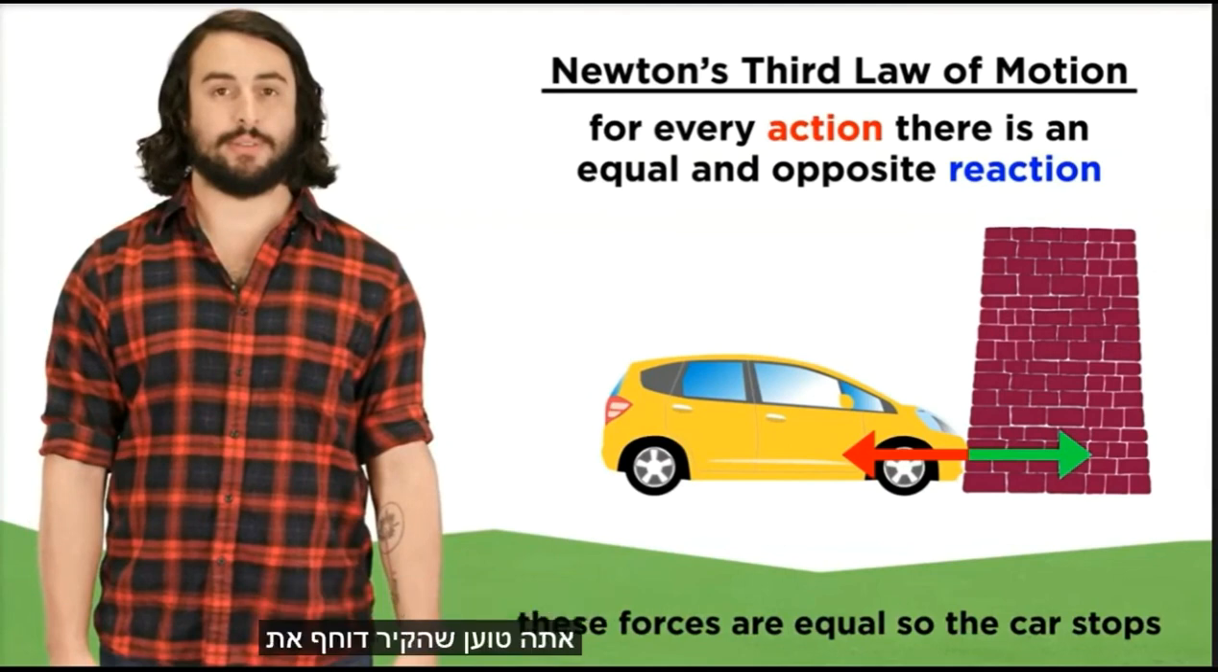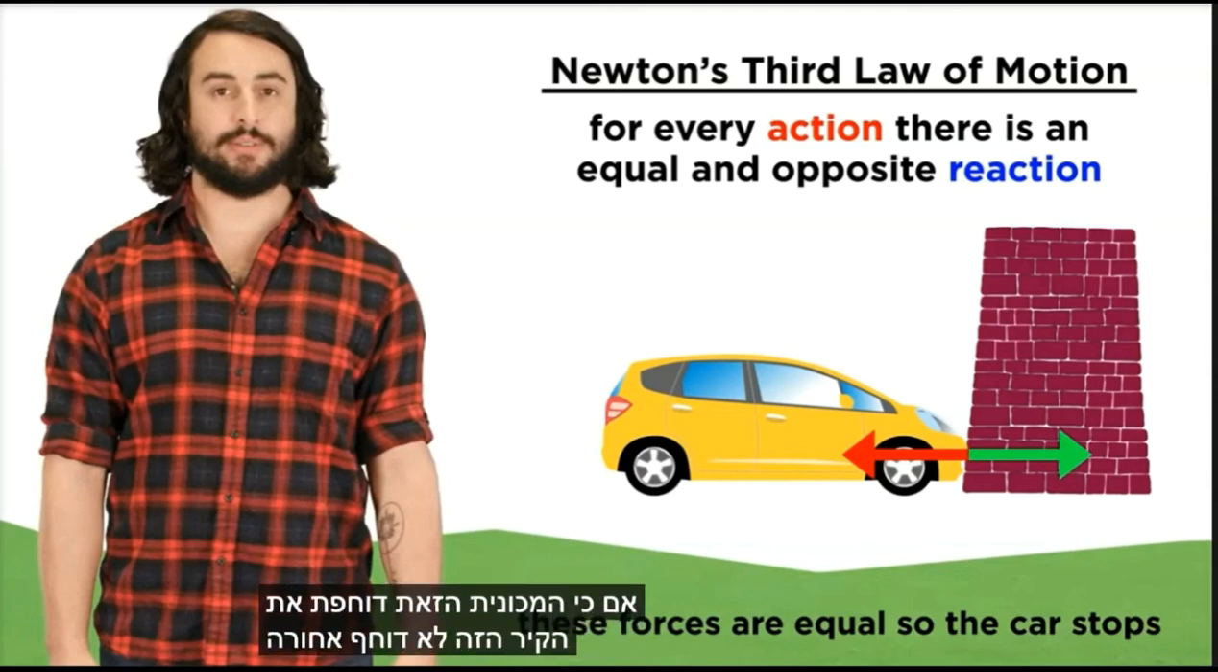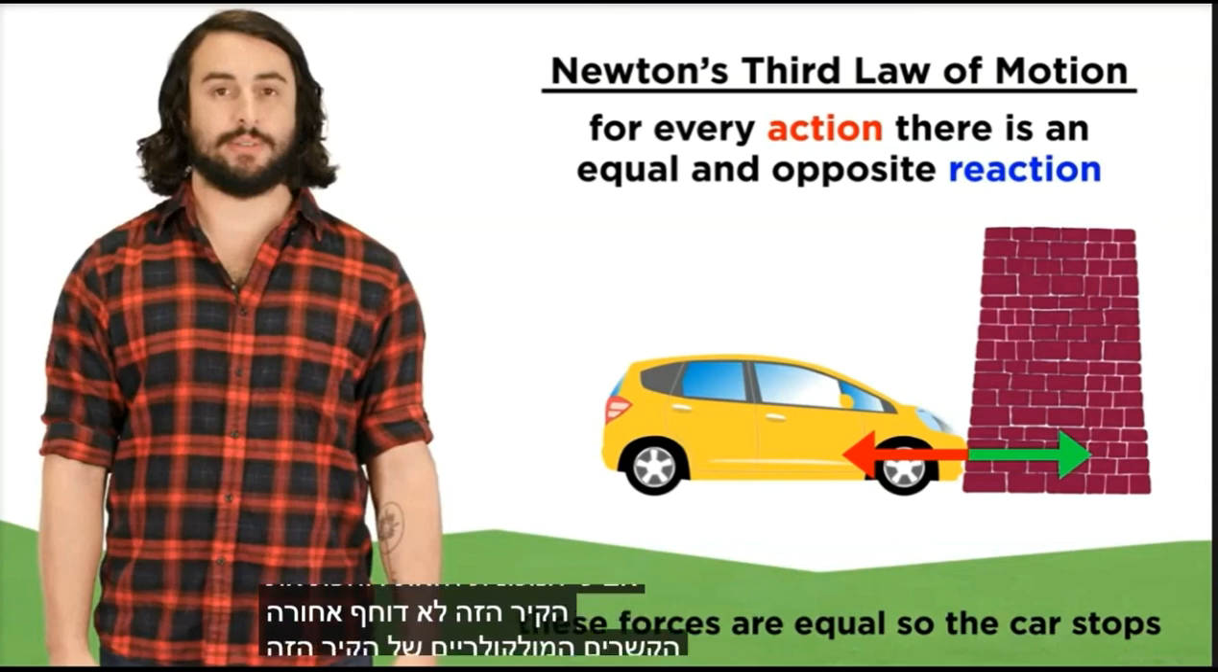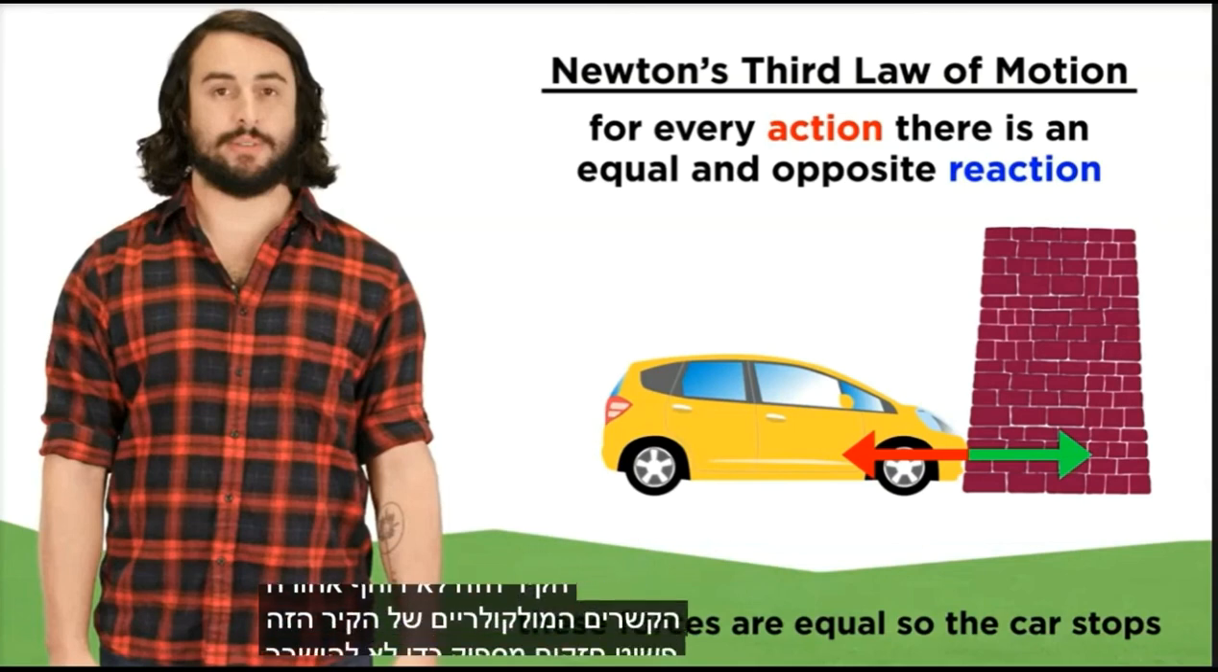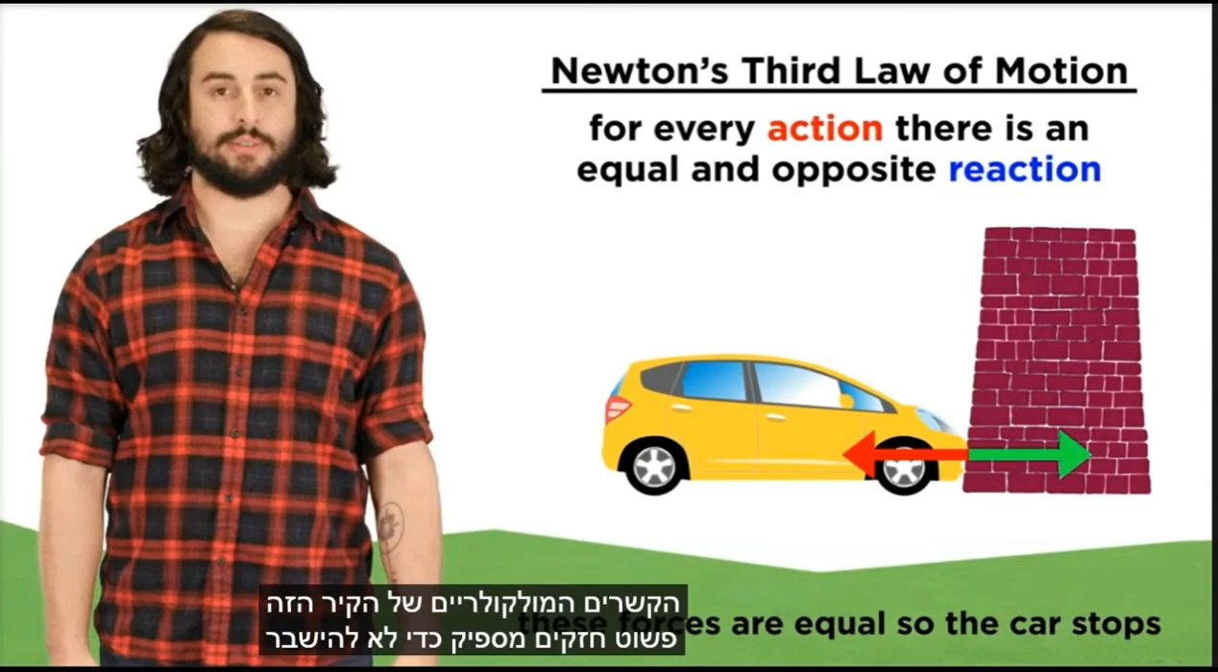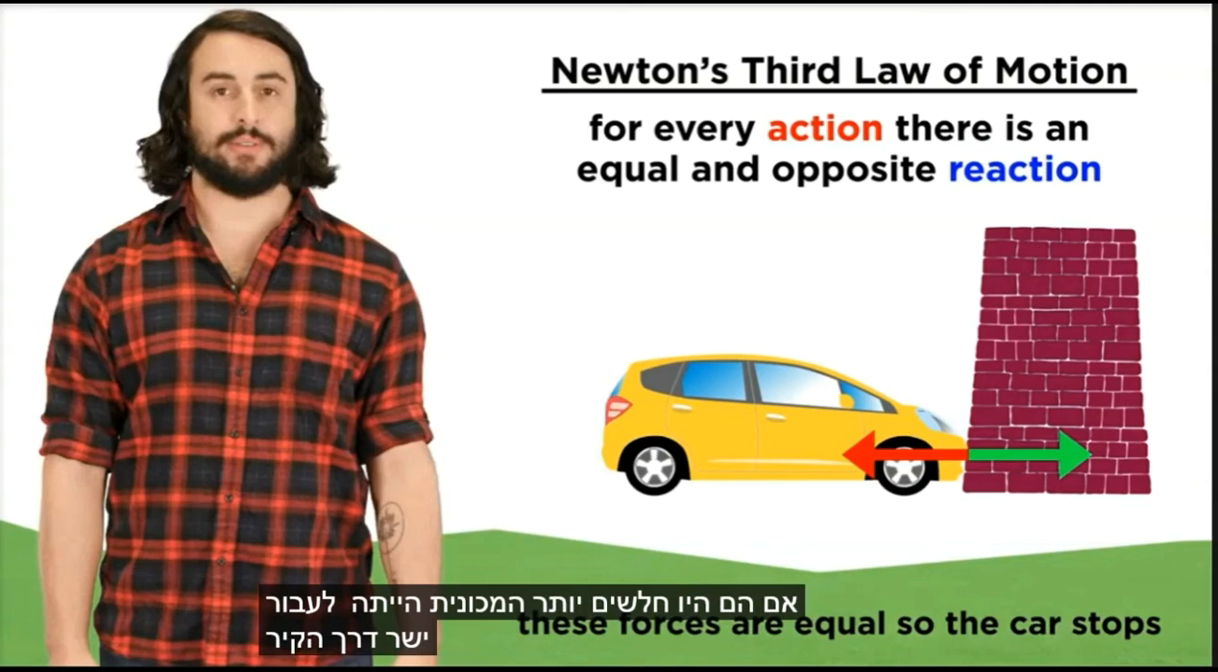Really, Dave? You claim that wall is pushing on the car with an equal amount of force? Though that car is pushing on the wall, that wall is not pushing back. The molecular bonds of that wall are just simply strong enough not to break. If they were weaker, the car would go right through the wall.